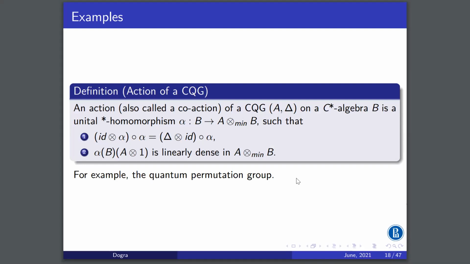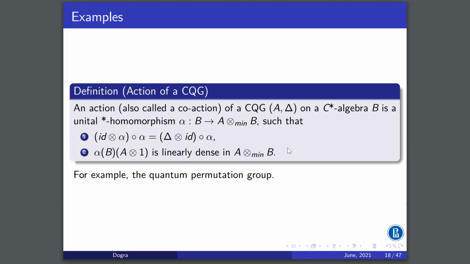Right, now moving on from examples. Now that we know what a compact quantum group is defined as and looks like, we want to see how it acts on any arbitrary C star algebra B. So an action, first of all, is a unital star homomorphism, let's denote it as alpha, such that these two criteria hold.